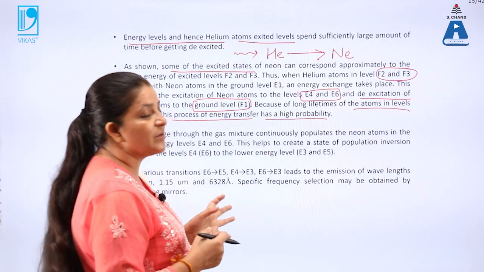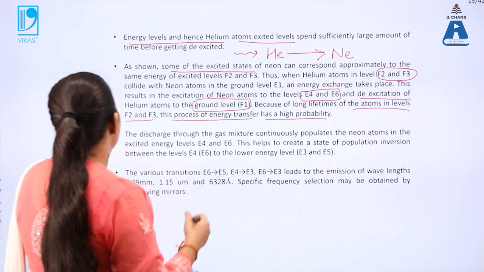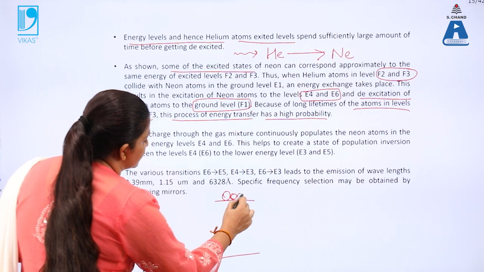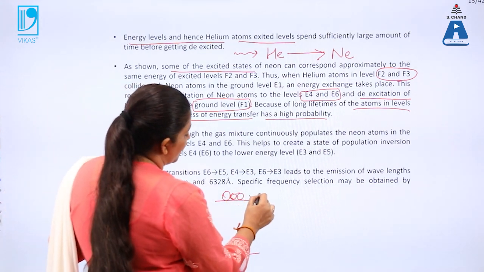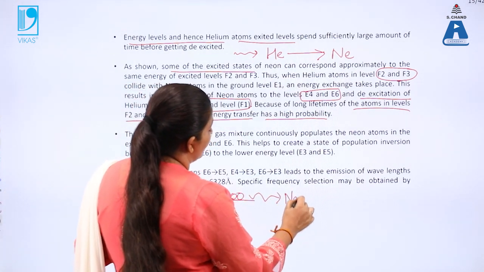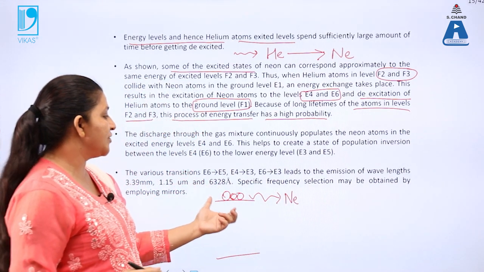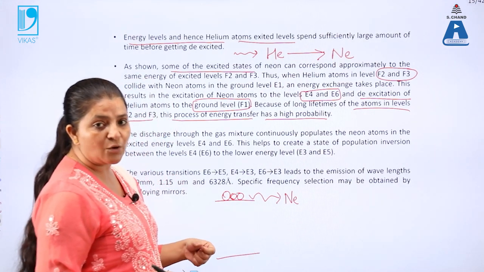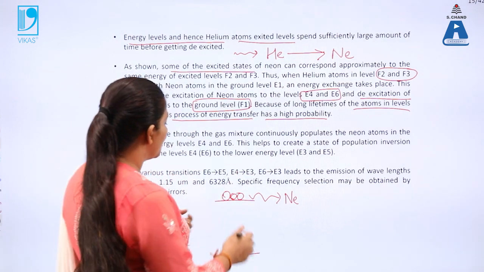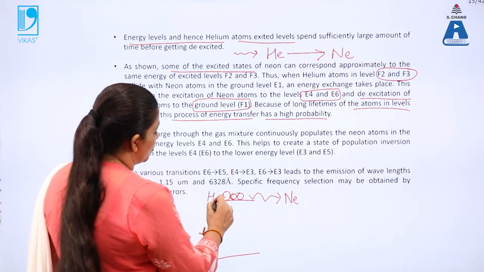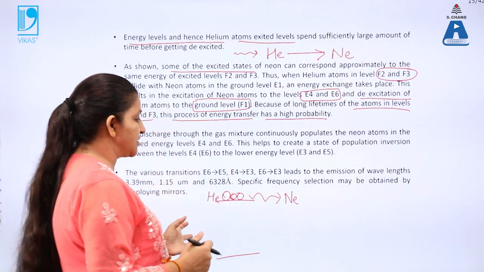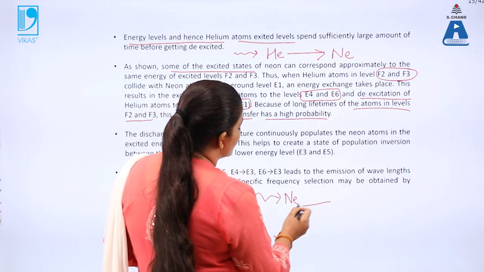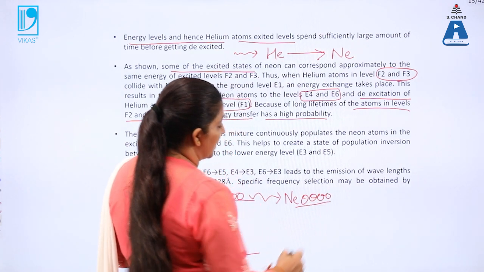So the atoms will not be stable in the excited state; the helium atoms which are present here in the excited states are not stable. That's why they will transfer their energy to the neon atoms by inelastic collisions. In inelastic collisions, the whole of the energy is transferred from the helium to the neon atoms. One atom transfers its energy completely to another atom. So when the energy is transferred, the neon atoms come to the excited state.